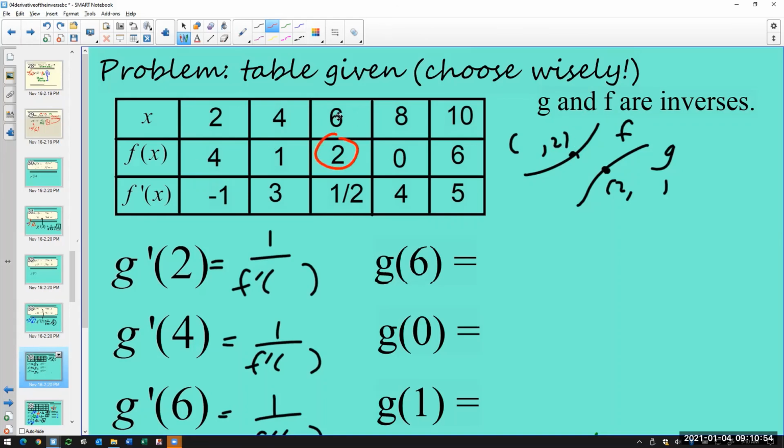Are you guys getting 6? Okay, so I'm going to put 6 here, and 6 here. And what's f prime of 6? 1/2, but be careful. What's 1 divided by 1/2? 2. Everybody see how that works? Okay? You guys do g prime of 4. See if you get the same answer as me.